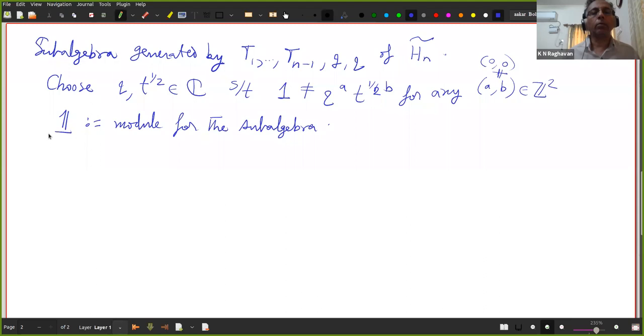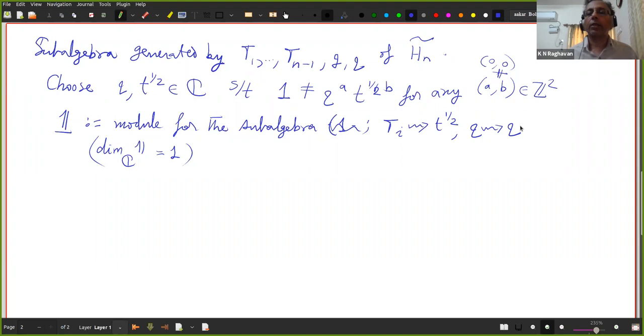So it's a one-dimensional module over C, so the dimension over C is 1. So the Ti's act like T to the 1/2, where T to the 1/2 is this complex number. Q acts like Q. This is an abuse of notation: I'm representing the generator by Q as well as what it acts by, also by Q. And G acts as one.